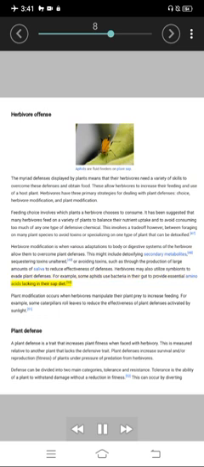Plant modification occurs when herbivores manipulate their plant prey to increase feeding. For example, some caterpillars roll leaves to reduce the effectiveness of plant defenses activated by sunlight. Plant defense. A plant defense is a trait that increases plant fitness when faced with herbivores. This is measured relative to another plant that lacks the defensive trait. Plant defenses increase survival and/or reproduction fitness of plants under pressure of predation from herbivores.